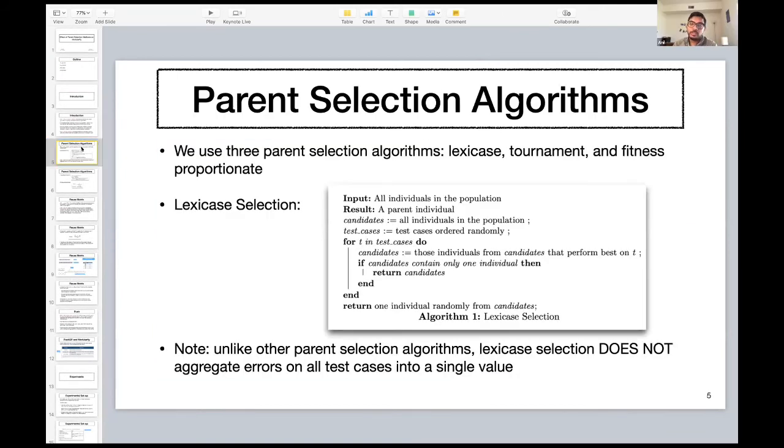These selection algorithms, at least tournament and fitness proportionate, are the most widely used, at least tournament. And Lexicase is the selection that our lab uses, and we wanted to test it against all these selection methods. And second reason is, Lexicase does not aggregate the errors on all the test cases into one value, while the other two do. So these kinds of considerations were taken into account for selecting the algorithms.